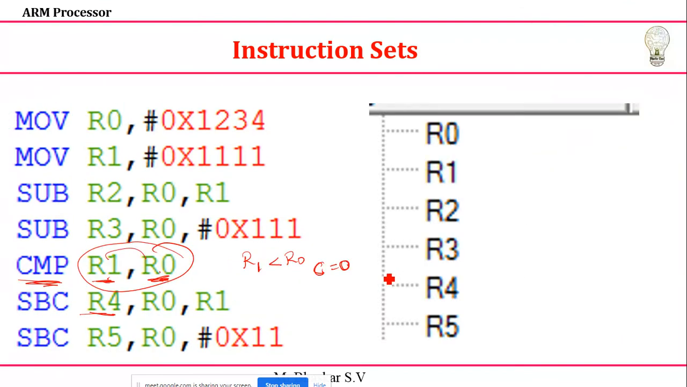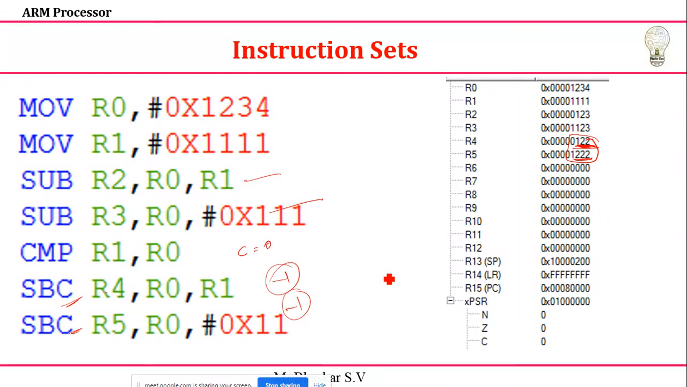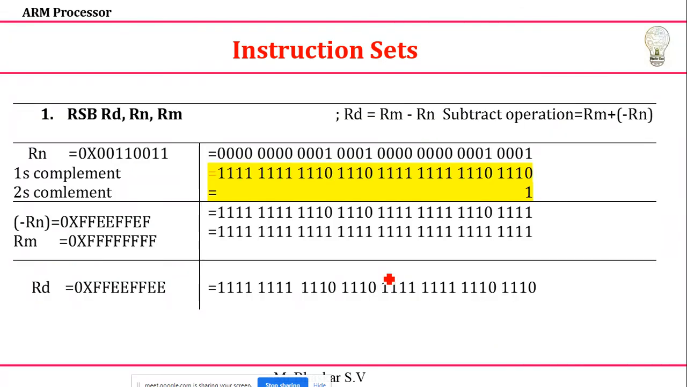Okay. Next, one more instruction for subtraction, which is the reverse subtraction, RSB. Reverse subtraction means usually we find Rn minus Rm, right? But here it is the opposite way: Rm minus Rn, the last and the first one. The result will be stored. That's all. The subtract operation will be done this way.